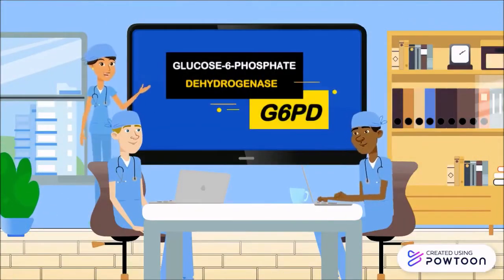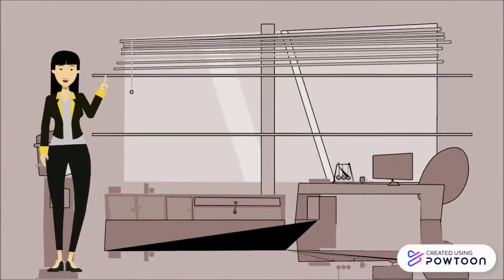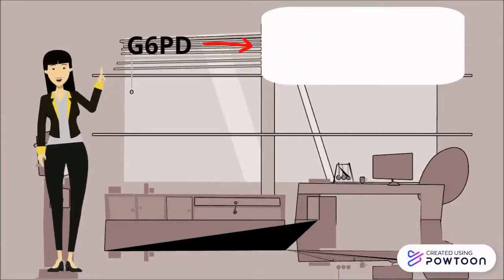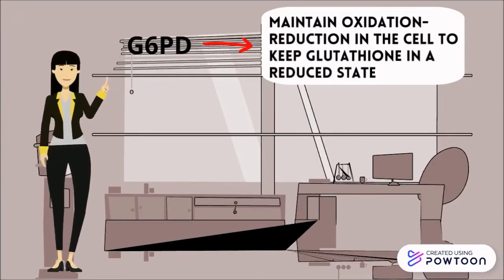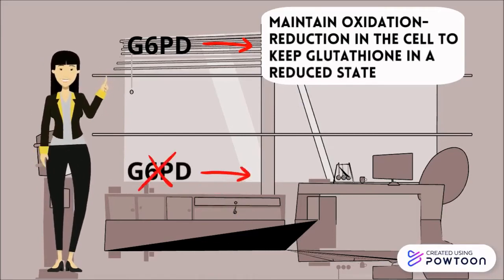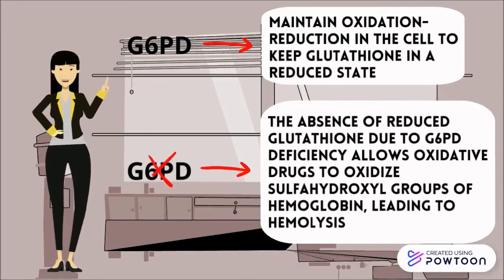Here is our first example, which is G6PD. G6PD, also known as glucose-6-phosphate dehydrogenase, is used to maintain oxidation-reduction in the cell. The absence of it will lead to deficiency and allow oxidative drugs to oxidize and cause hemolysis.